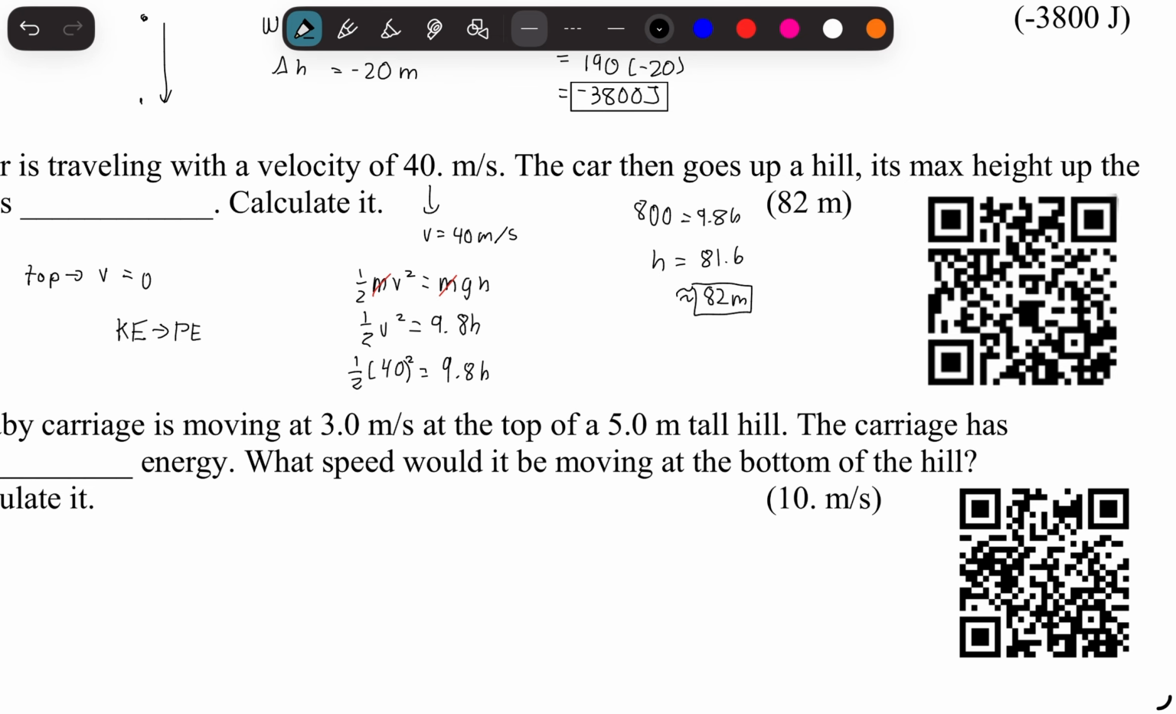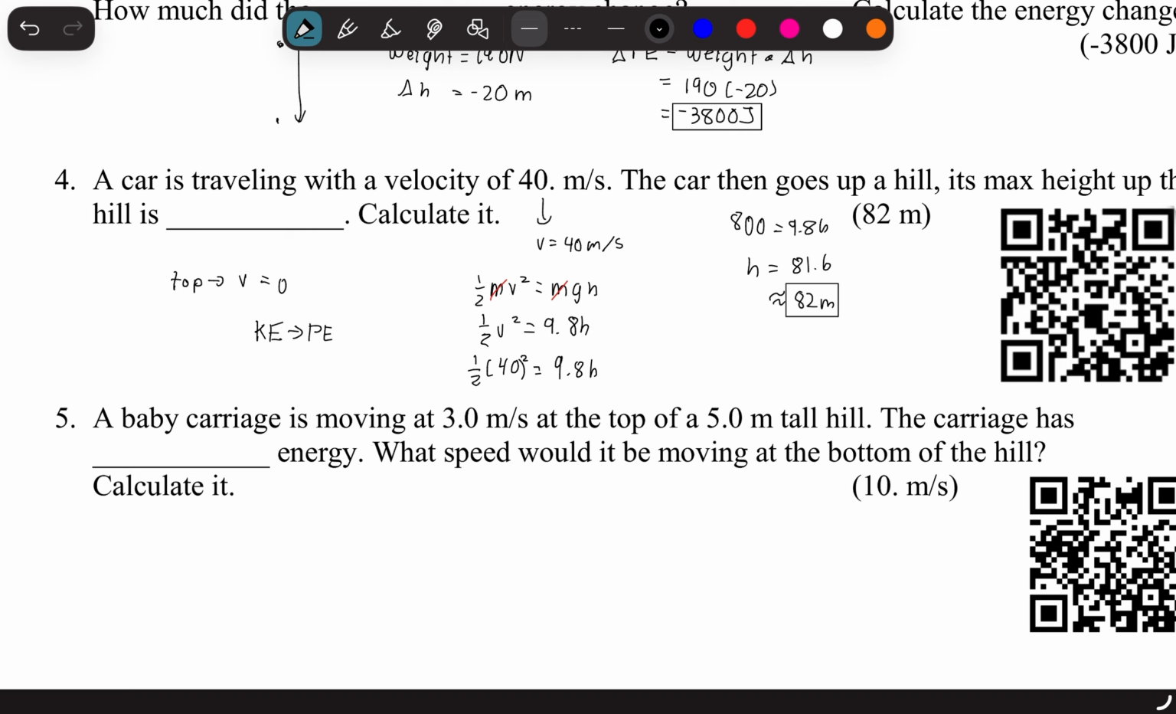A baby carriage is moving at 3 meters per second at the top of a 5-meter tall hill. The carriage has a blank amount of energy. What speed would it be moving at the bottom of the hill? So we know that at the top, V top is going to be equal to 3 meters per second. And we know the height is going to be equal to 5 meters. So we know that at the top, it has both kinetic and potential energy.